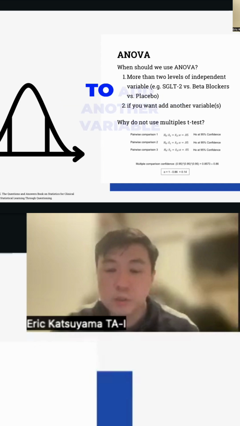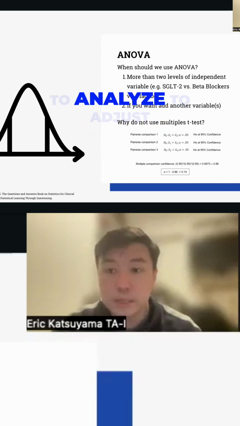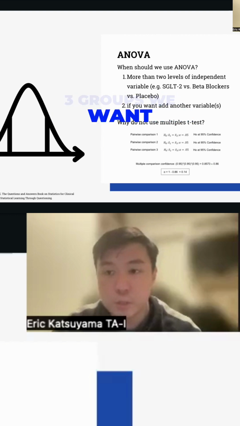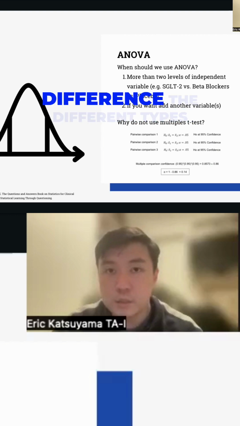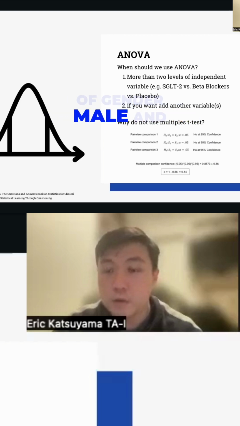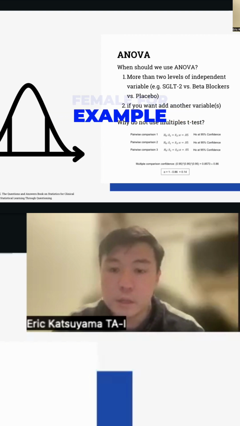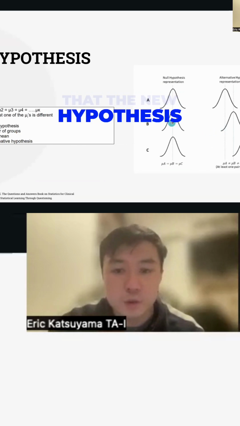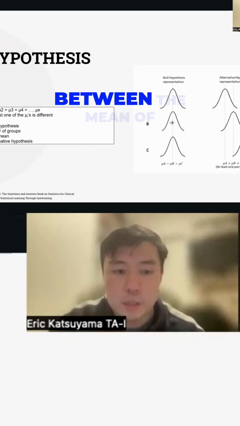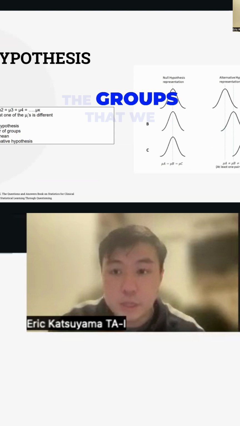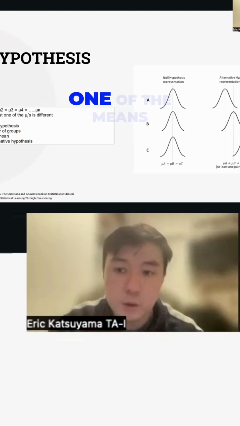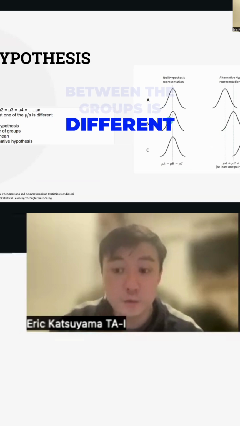And we may want to add another variable to analyze, to adjust our results, or to analyze between these 3 groups the different types of gender, male and female, for example. So the first thing you must understand is that the null hypothesis for the ANOVA is that there is no difference between the means of the groups that we are comparing. And the alternative hypothesis is that at least one of the means between the groups is different.